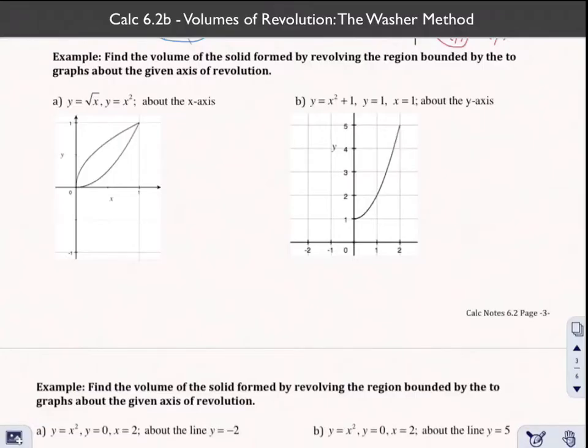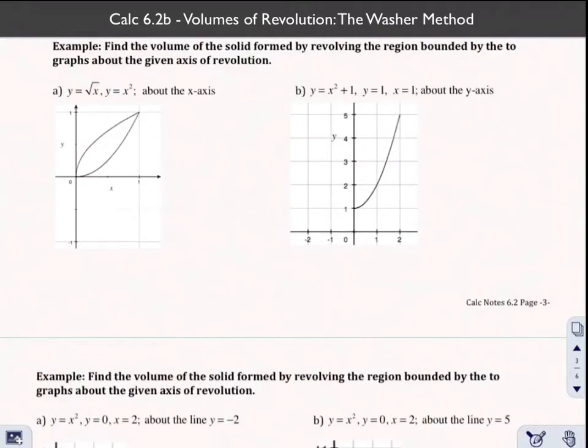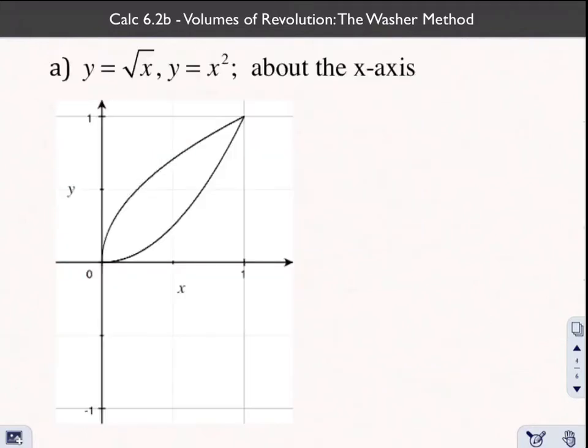All right, let's try some examples. It says, find the volume of the solid formed by revolving the region bounded by the two graphs about the given axis of revolution. Here we have y equals square root of x, and on the bottom we have y equals x squared, and we're going to revolve this around the x-axis right here.